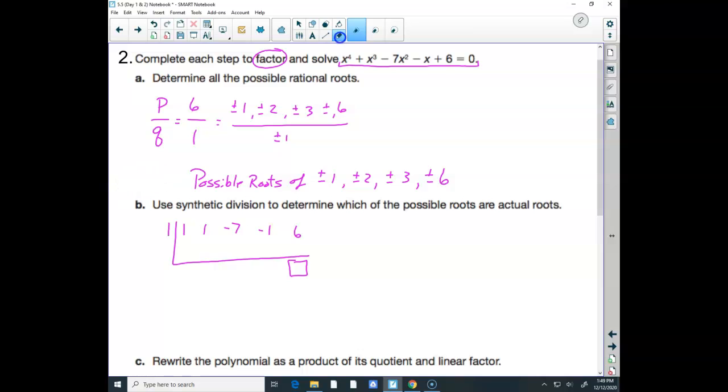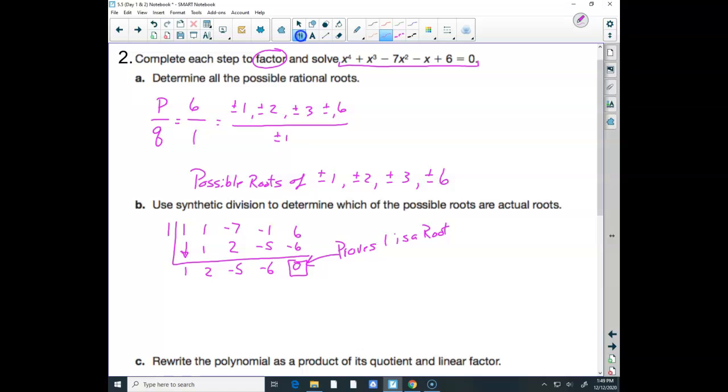So what we're going to do is drop it like it's hot and say 1 times 1 is 1. Add what's above it for 2. Times 1 is 2. Add what's above it for a negative 5. Times 1 is a negative 5, plus what's above it is a negative 6. Times 1 is negative 6, plus what's above it. Sweet deal. 1 is a root, because we got a 0 remainder.